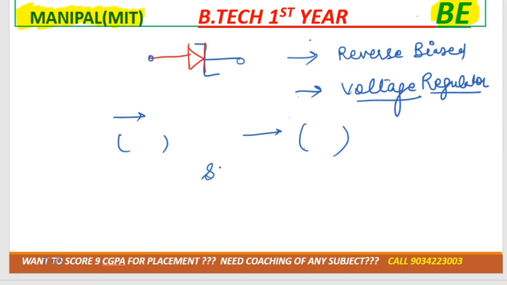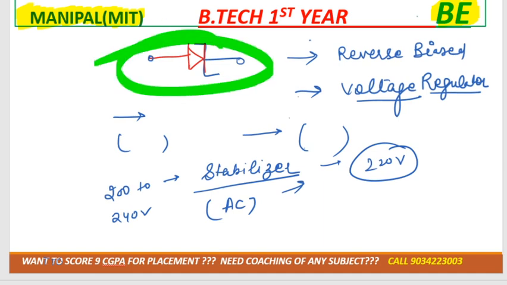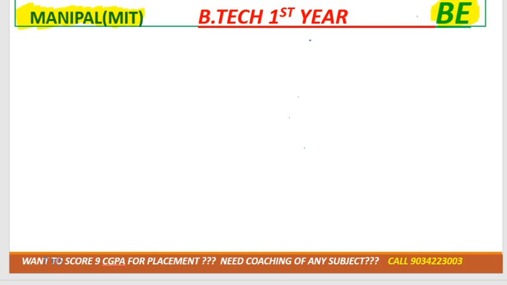Like, suppose you are using a voltage stabilizer at your home, in an air conditioner. So why are we using this? Because input voltage can be fluctuating from 200 to 240 volt, but our AC needs 220 volts. So this will work as a voltage regulator. Similarly, Zener diode will work as a voltage regulator. Okay, clear?